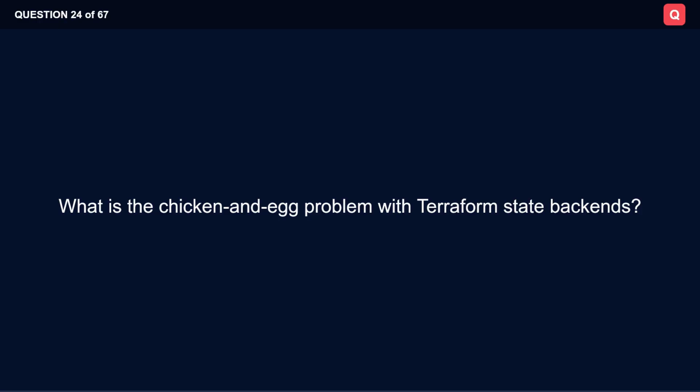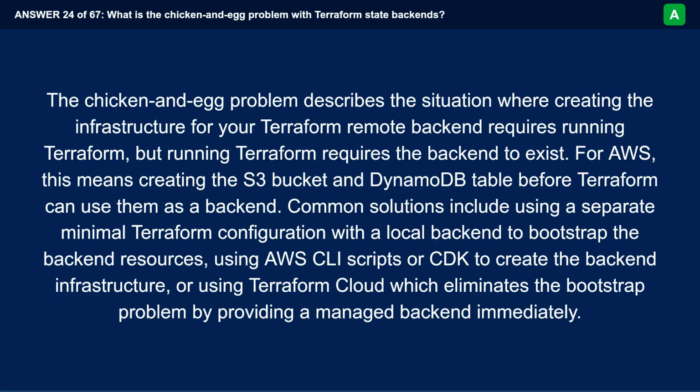What is the chicken and egg problem with Terraform state backends? The chicken and egg problem describes the situation where creating the infrastructure for your Terraform remote backend requires running Terraform, but running Terraform requires the backend to exist. For AWS, this means creating the S3 bucket and DynamoDB table before Terraform can use them as a backend.